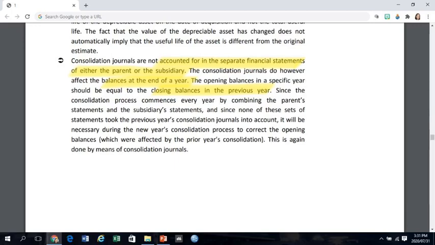Since my consolidation process commences every year, with my starting point being the parent's TB and the subsidiary's TB, where, for instance, that additional depreciation has not been accounted for, the necessary consolidation journal entries will be necessary to get my opening balances in line with my prior year closing balances. And we will look at examples of that, specifically for examples such as this additional depreciation.